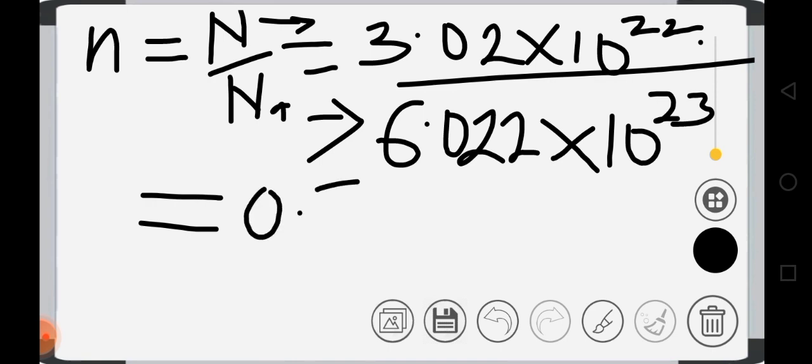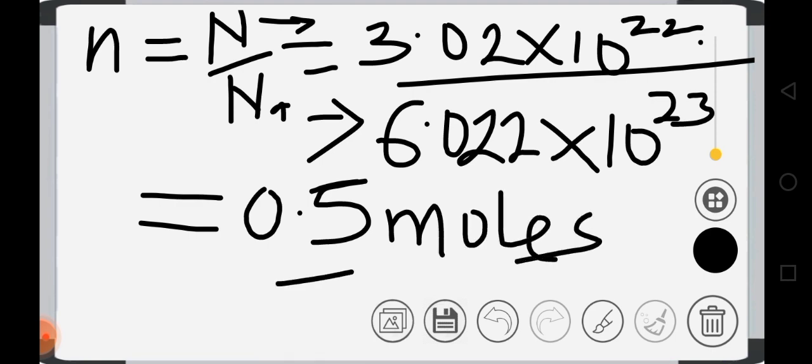approximately 0.5 moles. That's what you're going to have. Approximately 0.5 moles. That would be the amount of substance in that 3.02 times 10 to the power 22 molecules of that carbon dioxide. So I hope the solution is very clear.